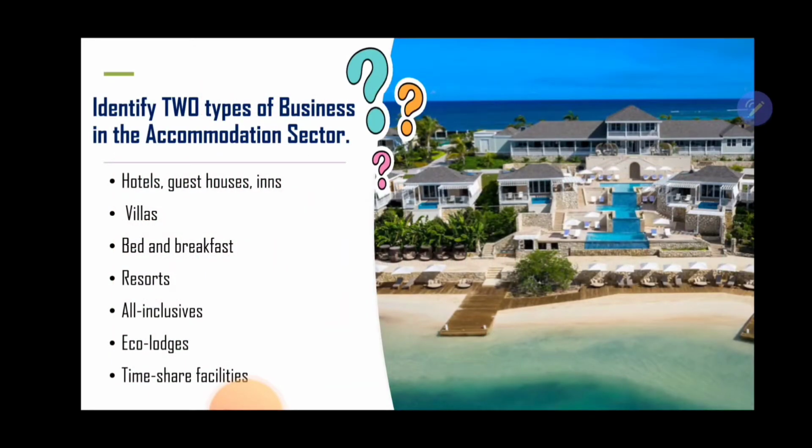So the first question says, identify 2 types of businesses in the accommodation sector. We have a list of businesses here. So we have hotels, guest houses, inns, villas, bed and breakfast, resorts, all-inclusive, eco-lodges, and timeshare facilities. So any 2 identified there would have been the correct answer.